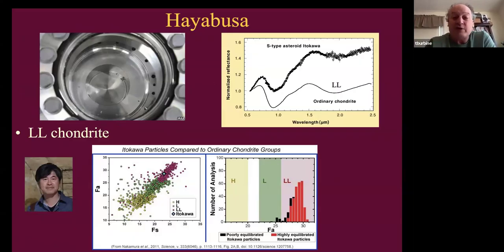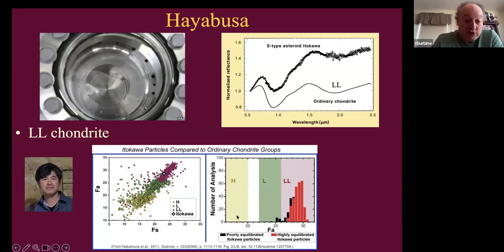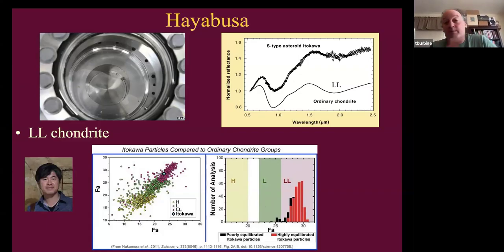And before the encounter, a lot of people, not everyone, thought this looks like a reddened ordinary chondrite. And the same type of absorption bands. And this is work by Tomoki Nakamura. They looked at the sample, and the composition was an LL chondrite. It had the fayalite, which is the iron part of olivine. It also had the ferrosilite, which is the iron part of the pyroxene. It matched an LL chondrite, which is what work done by Rick Binzel actually predicted.